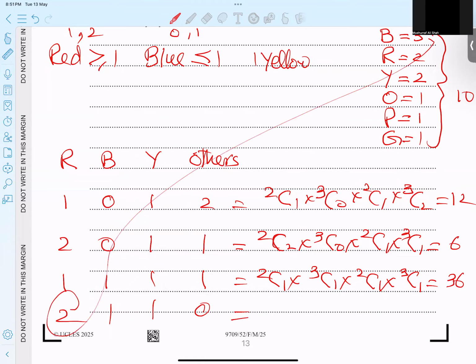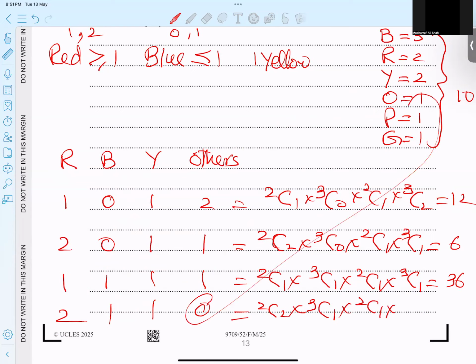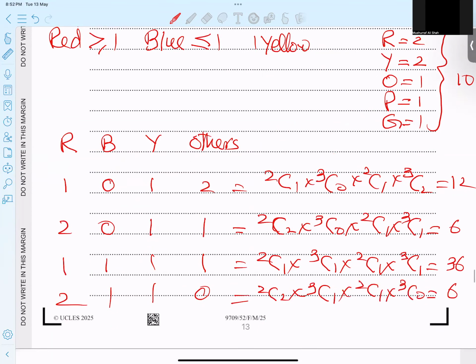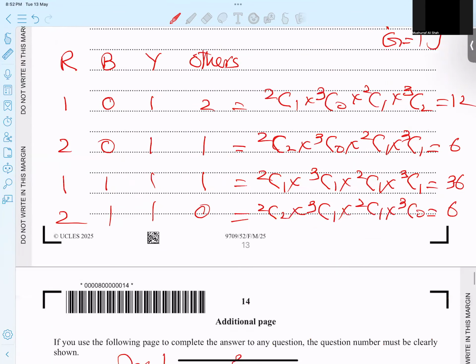So 2 red from 2, so I'm writing here 2C2. And I need one blue from 3C1. I need 1 from 2C1. And 0 from 3C0. This is a 1, this is a 2. Let me check: this is a 1, 3 into 2. I got 6 as the answer. So I got a 6 here.